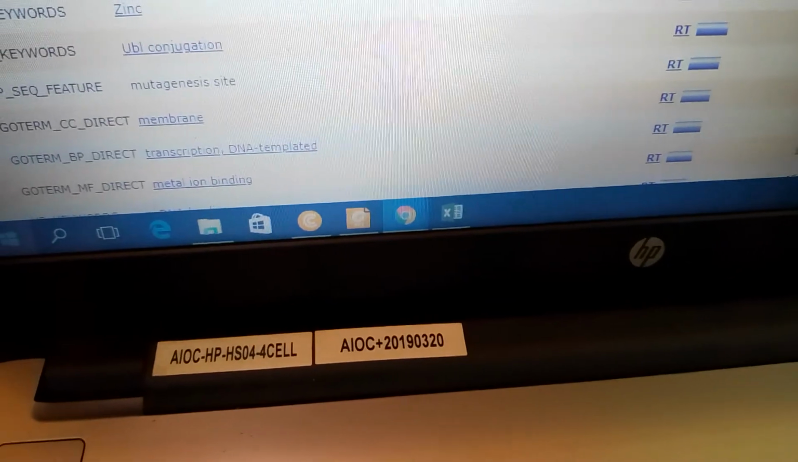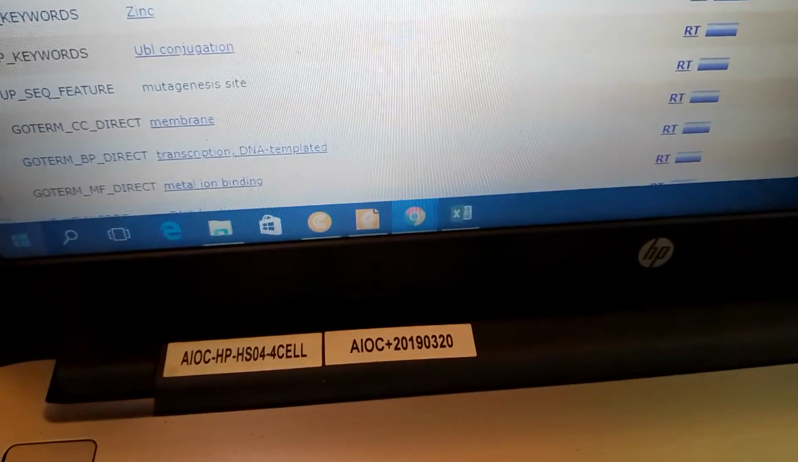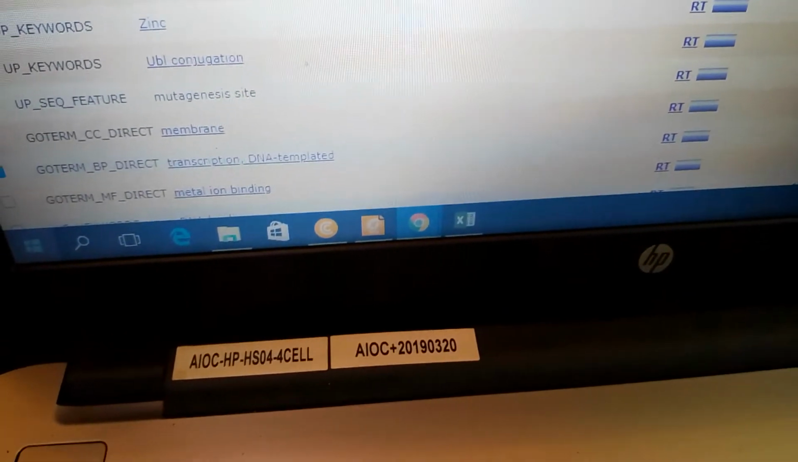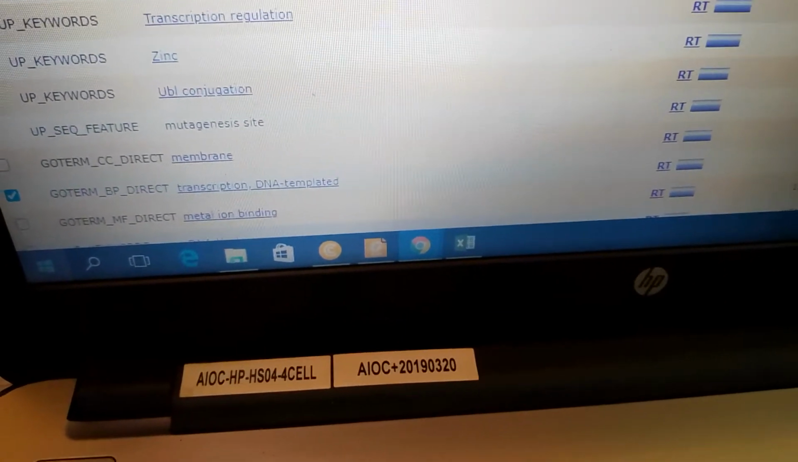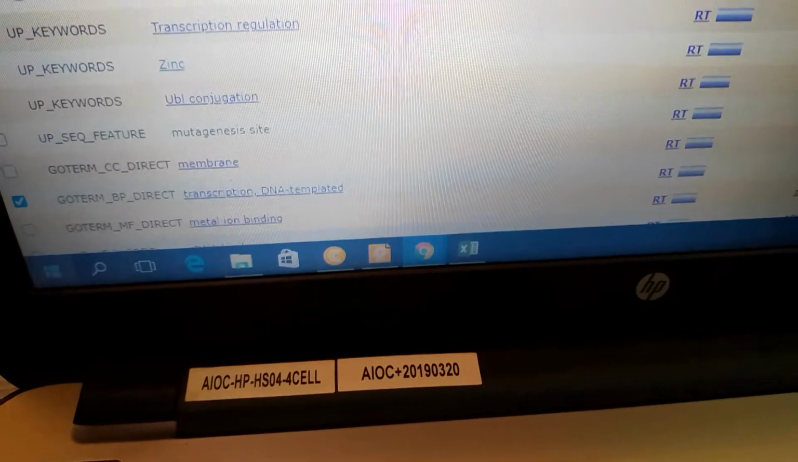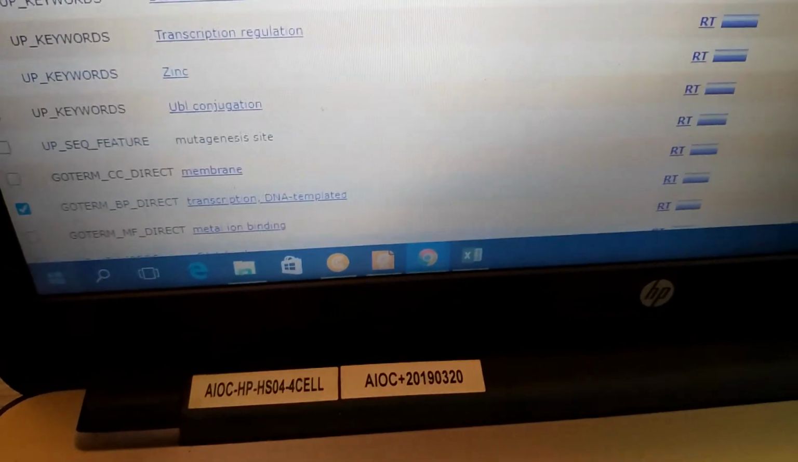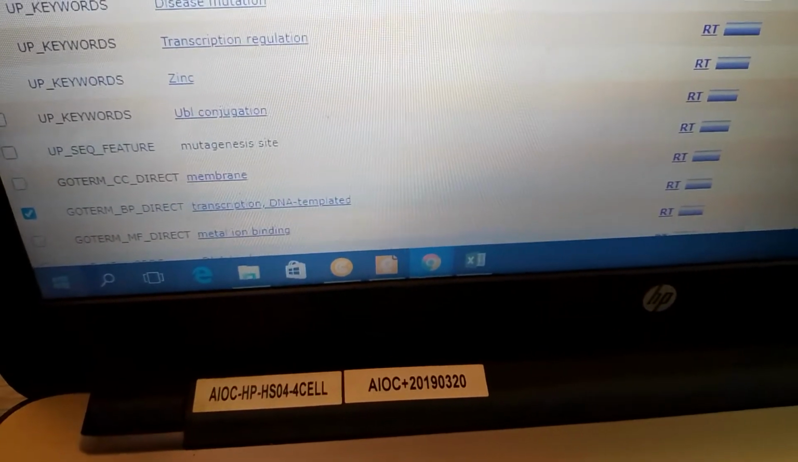Okay, so we can take transcription and DNA templated.